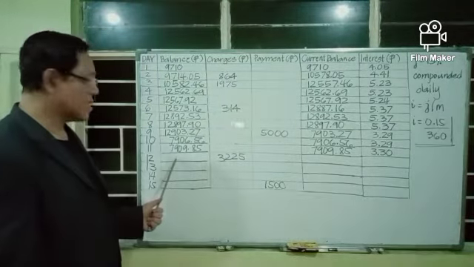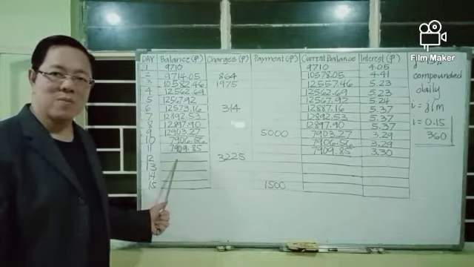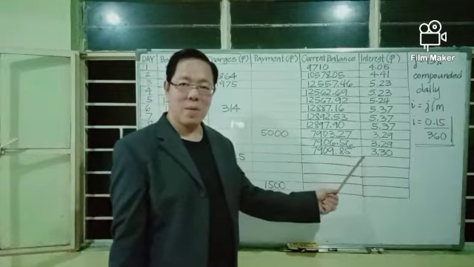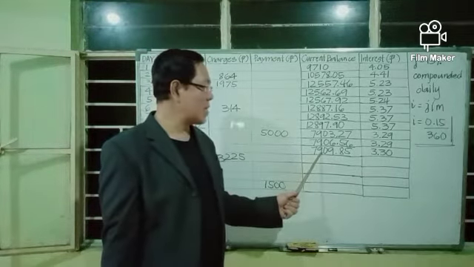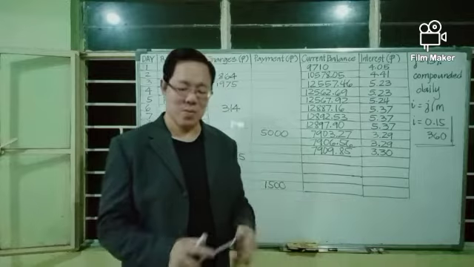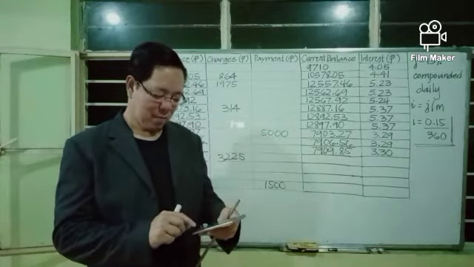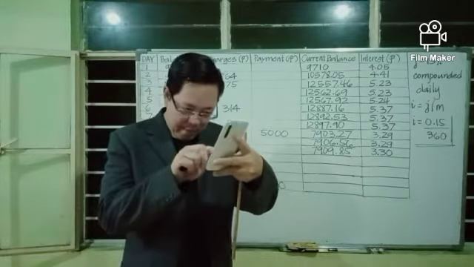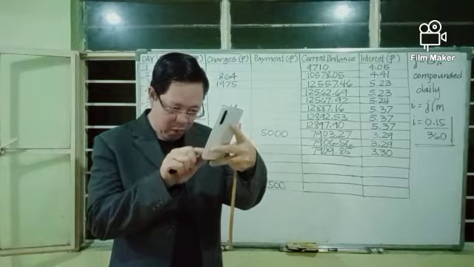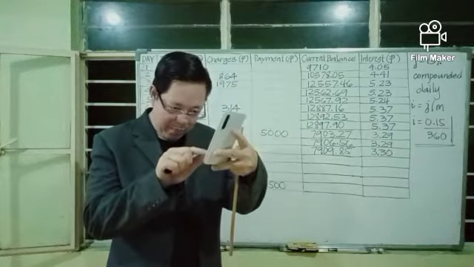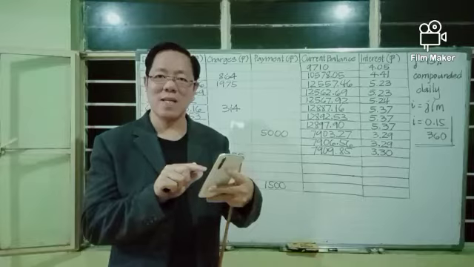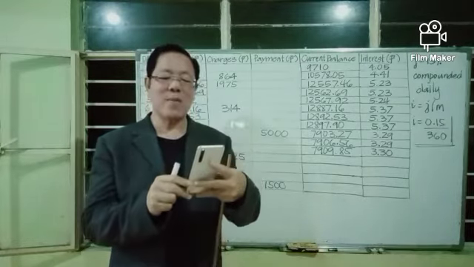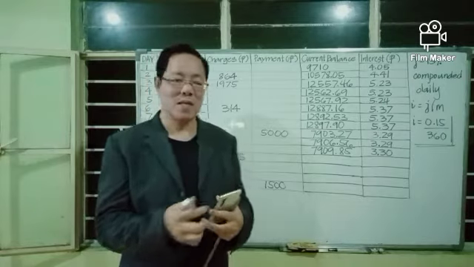And to get the balance at the beginning of the 12th day of November, we add the current balance at the end of November 11 plus the interest on November 11, 7,909.85 plus 3.30. 7,909.85 plus 3.30. And you should get 7,913.15.